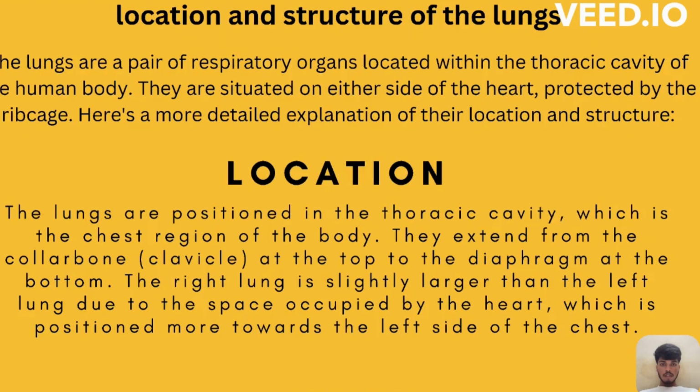Let us see about the location and structure of the lungs. Lungs are a pair of respiratory organs located within the thoracic cavity of the human body. They are situated on either side of the heart, protected by the rib cage. Here's a more detailed explanation.